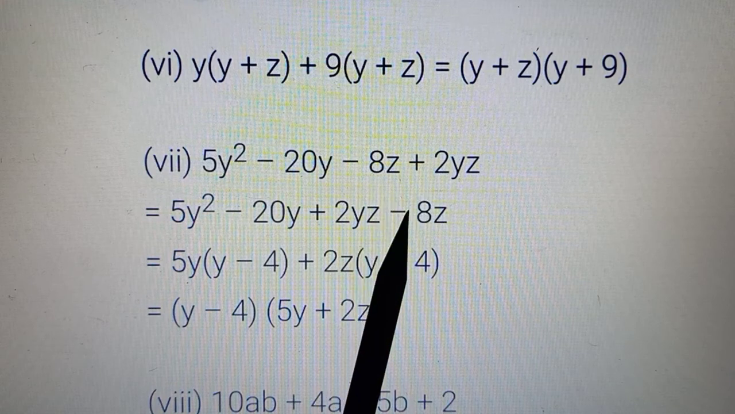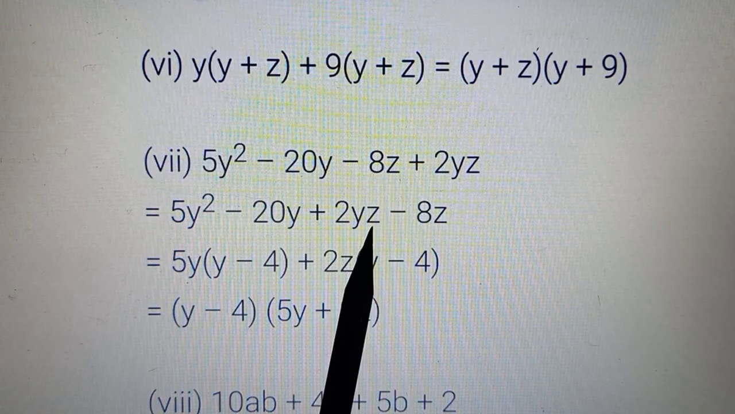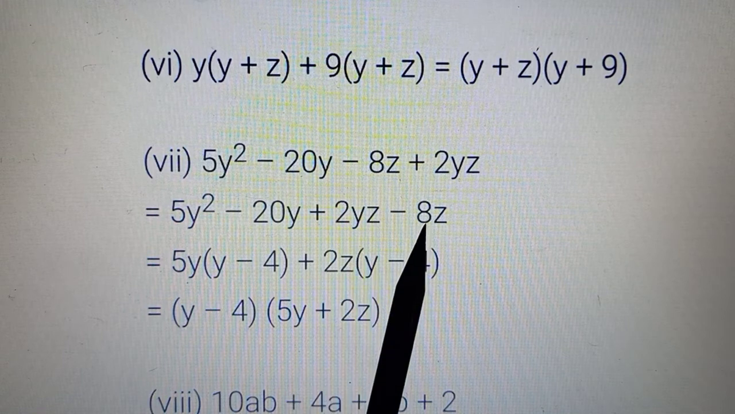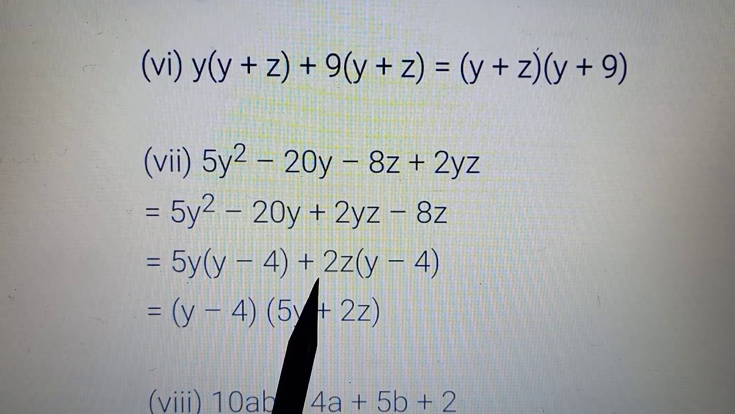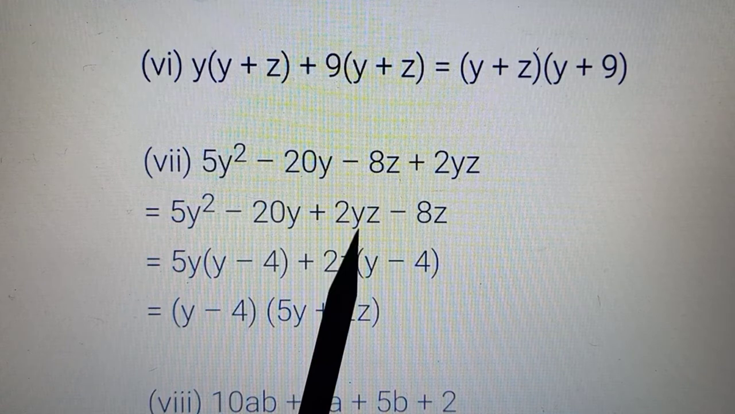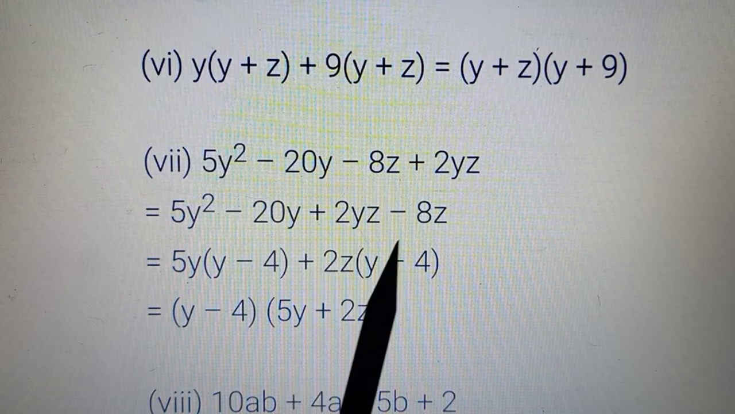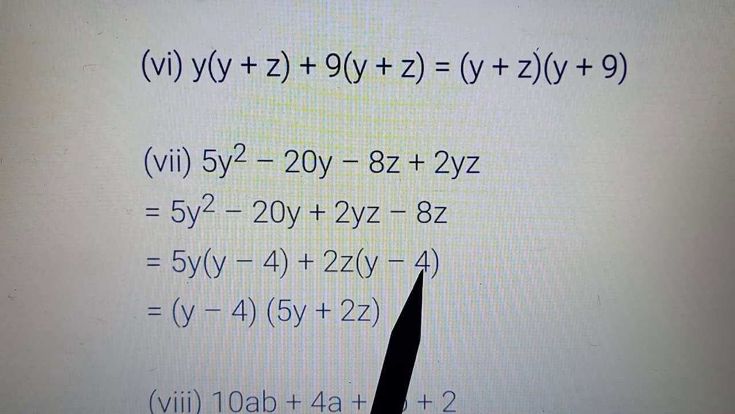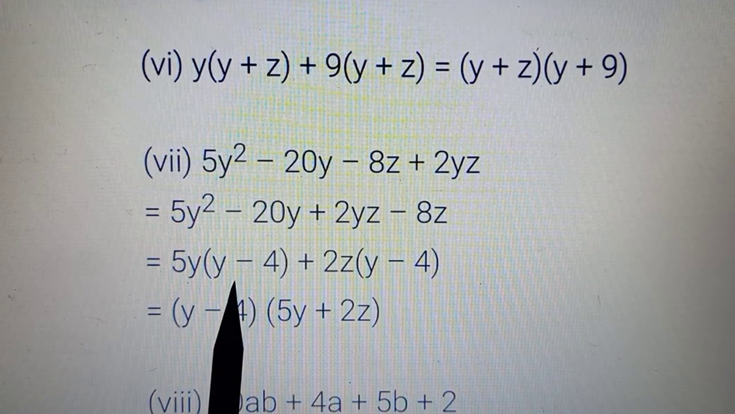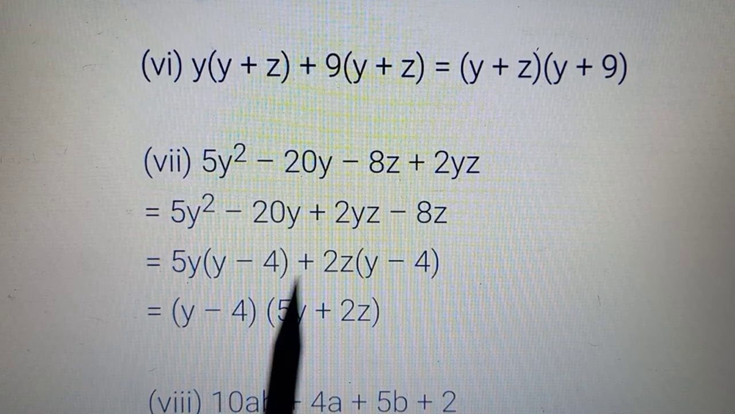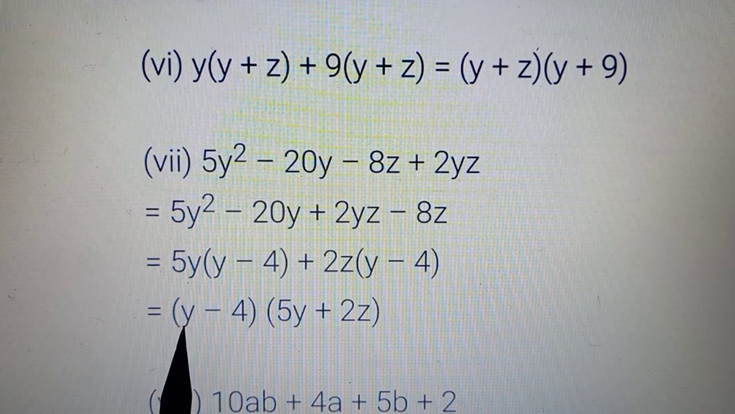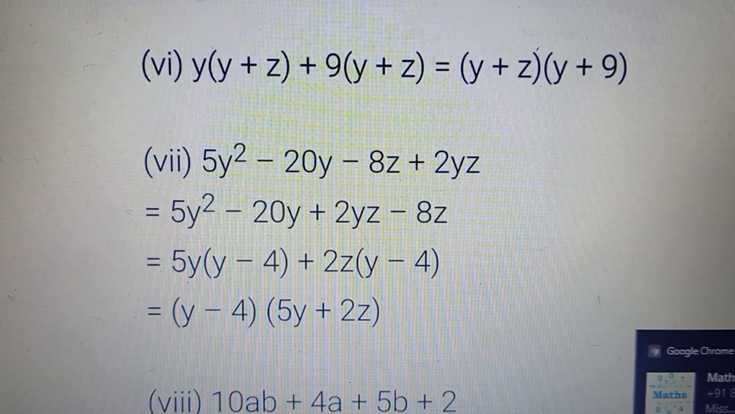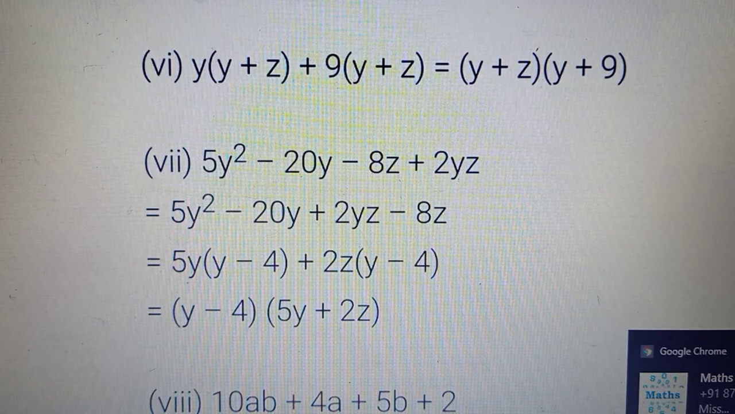2yz written first and minus 8z written later, and from both z was coming common and a 2 was also coming common. Okay, so 2 and z gone, only y remains. Then 2z gone from here, so z तो चला गया, 2 4 is 8, so 4 remains. अभी हमको same factor मिल गया, so our purpose is solved. We've got y minus 4 here, y minus 4 here, so we'll take that common further. तो यहाँ बचा 5y and from here 2z. These are your two factors, y minus 4 and 5y plus 2z.